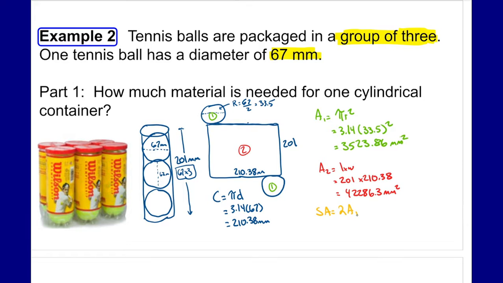And then to find the total or surface area, because I have two circles, I'm going to do 2 multiplied by that area and then add in the area of the rectangle. So 2 times 3,523.86 plus 42,286.3, and then we end up with 49,334.02 millimeters squared. So that is our surface area. That is part 1. We now know how much material is needed for one cylindrical container.